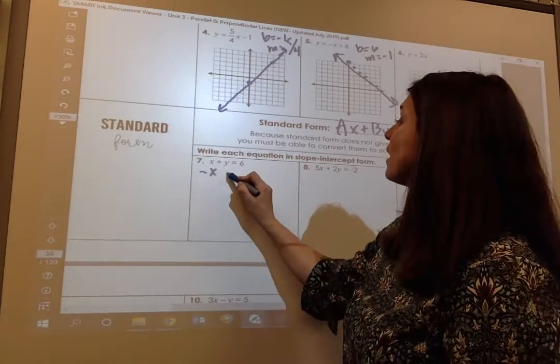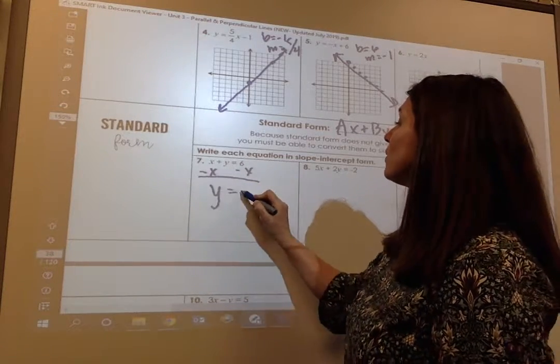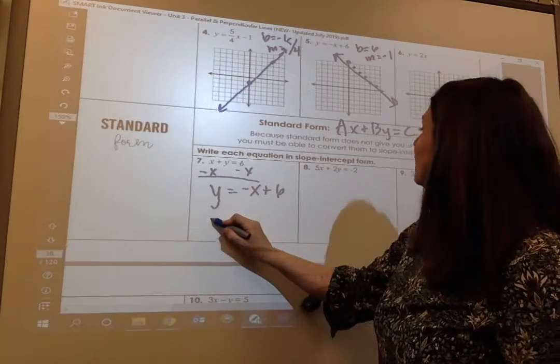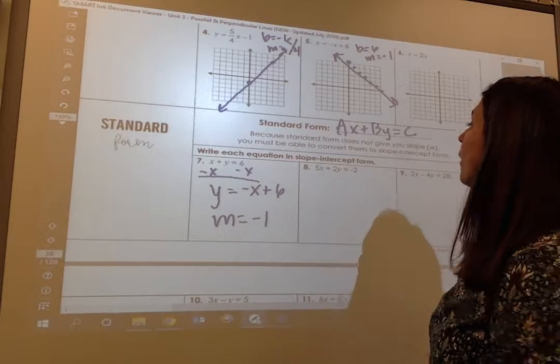All right, so here, all you're doing is getting y by itself. So you just subtract x on both sides, and you have y equals -x plus 6. Now that it's in slope-intercept form, I can see that my slope is -1.